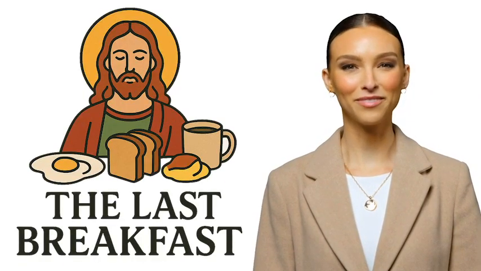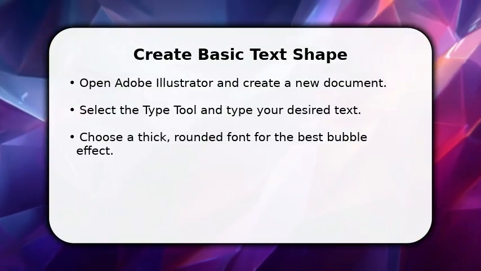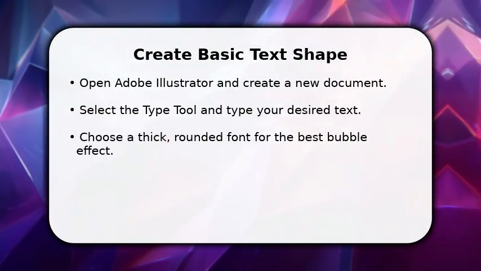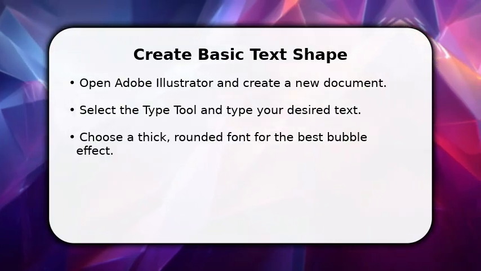Please enjoy the video. In this video, I will explain how to make bubble text in Illustrator. First, open Adobe Illustrator and create a new document. Select the Type tool and type your desired text. For the best results, choose a thick, rounded font.